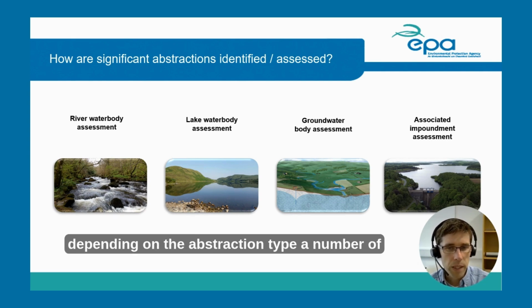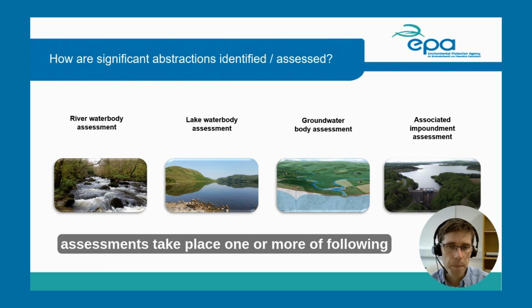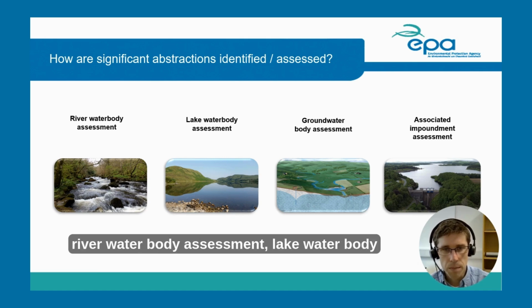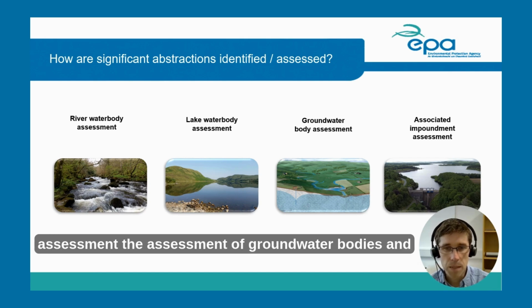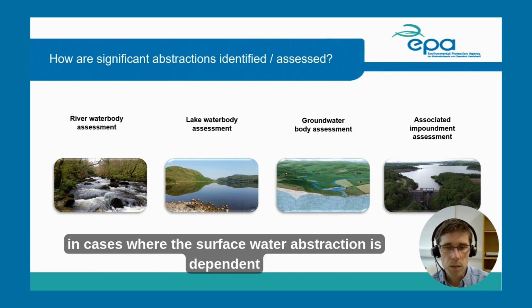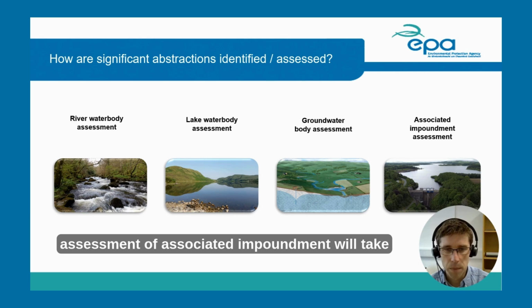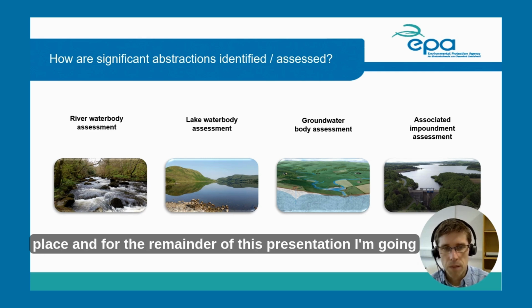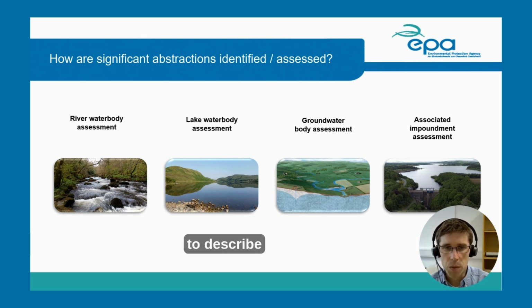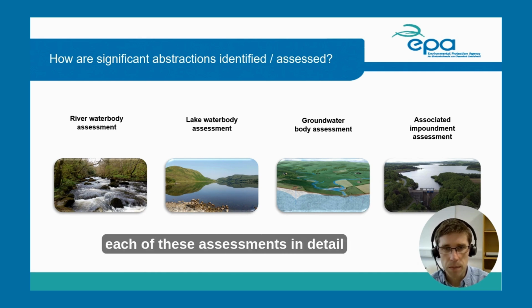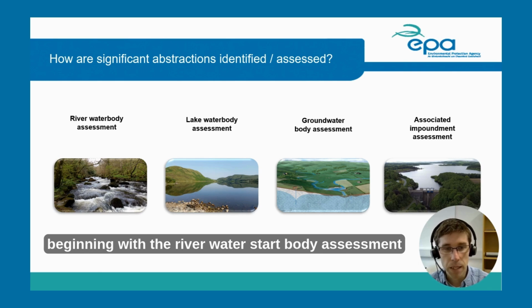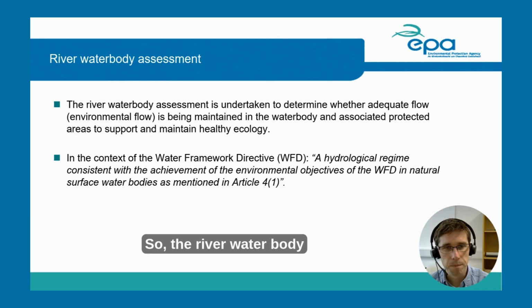Well, depending on the abstraction type, a number of assessments take place, one or more of the following: river water body assessment, lake water body assessment, the assessment of groundwater bodies, and in cases where the surface water abstraction is dependent on an impoundment, an assessment of the associated impoundment will take place. And for the remainder of this presentation, I'm going to describe each of these assessments in detail, beginning with the river water body assessment.